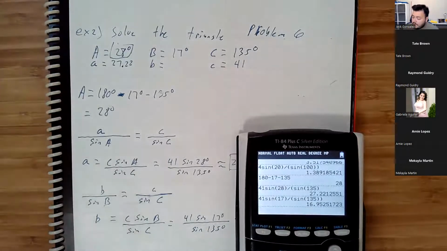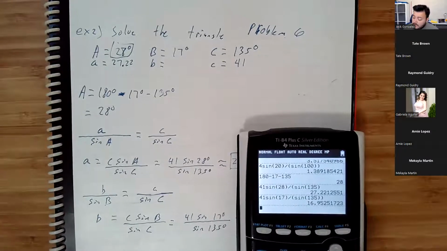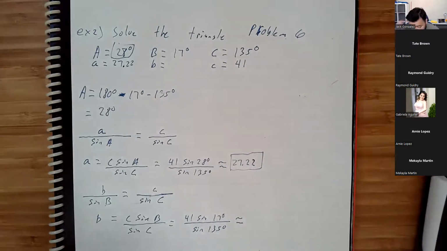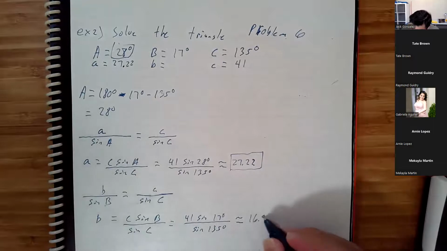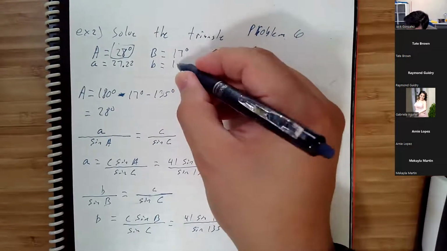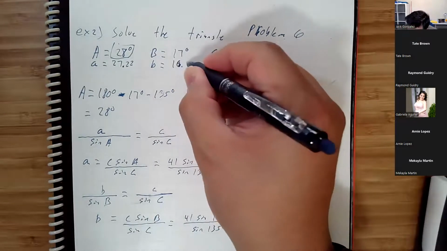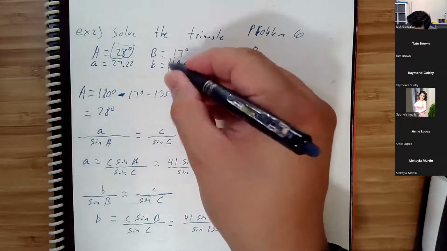So 16.95, which is, yeah, round to 16.95. Okay. Any questions on this problem here?